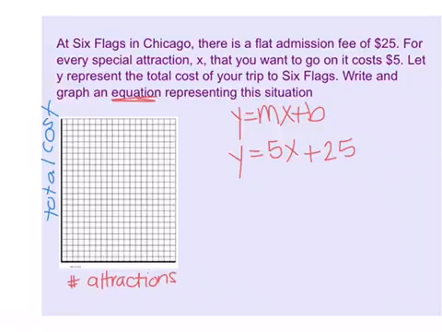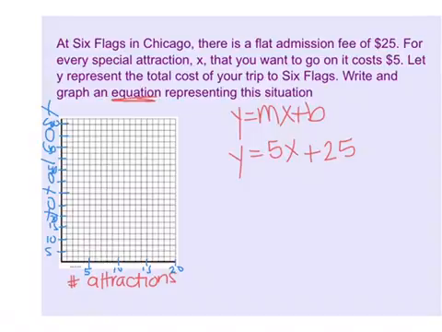So now I just need to make sure that I actually scale those axes too. So I'm going to go by 1s on the bottom. And then on the side, I'm going to go every other as a 5. So it gets a little messy there, I apologize.